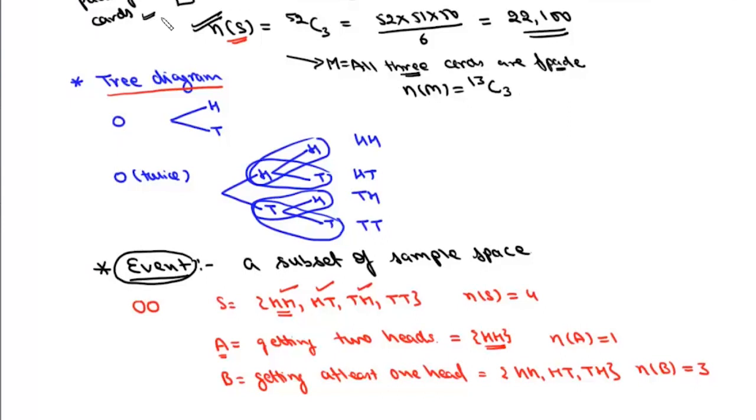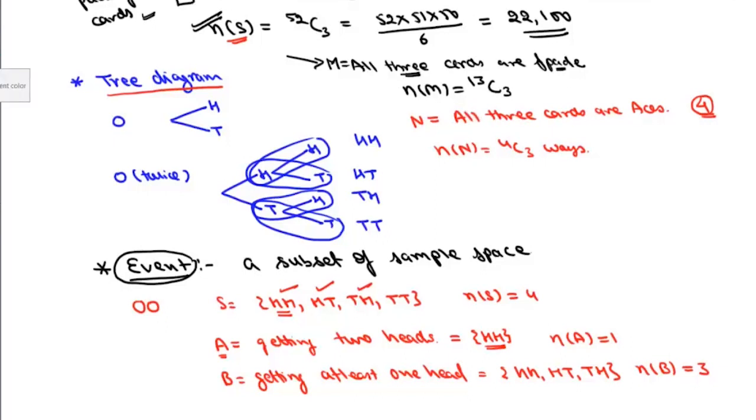Now for the same random experiment, we can define another event, say N, which is that all 3 cards are aces. In a deck of cards, we have 4 aces. Out of these 4, we have to select any 3, and it can be done in 4C3 ways. So typically in a probability question, unless the question is very simple and it is easier to write the sample space, we'll just be writing the number of elements in events and the number of elements in the sample space.